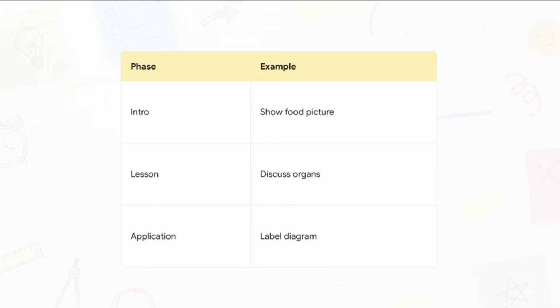Finally, the application. We need them to use this new knowledge right away, so we write group activity, label a blank diagram, short matching quiz. See how perfectly that flows? You hook them, you teach them, and then they immediately apply it.